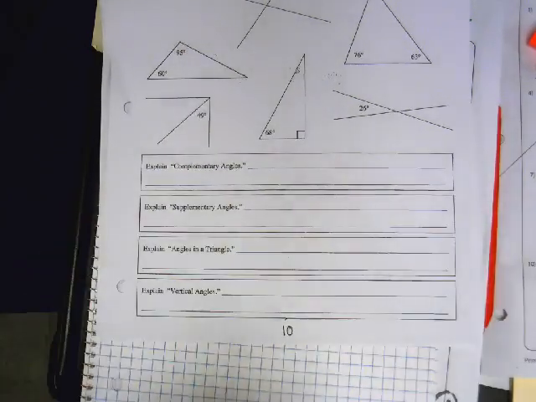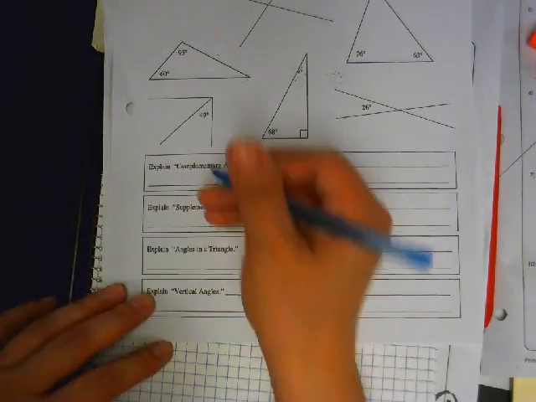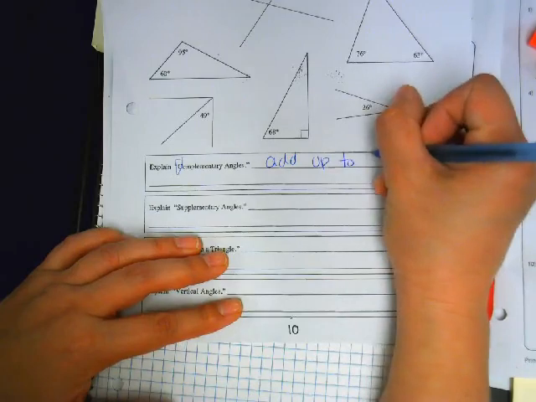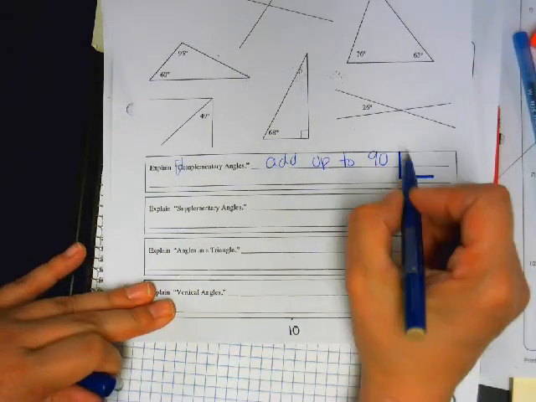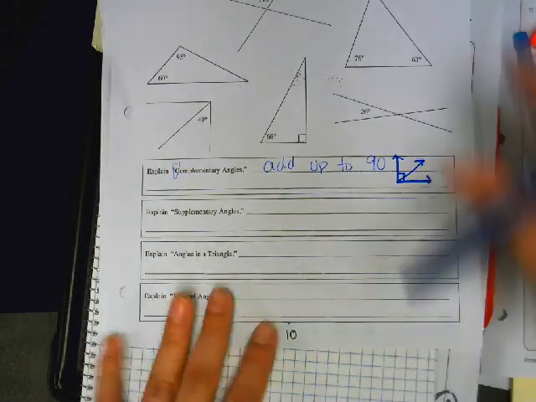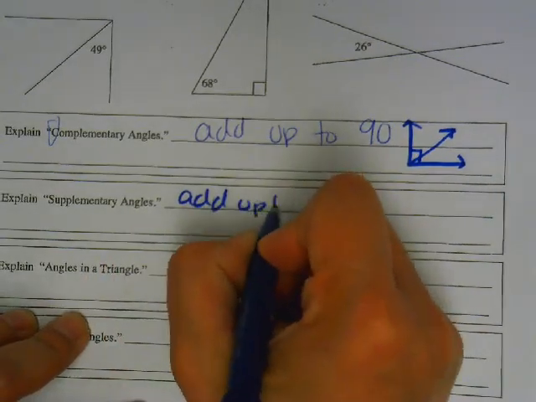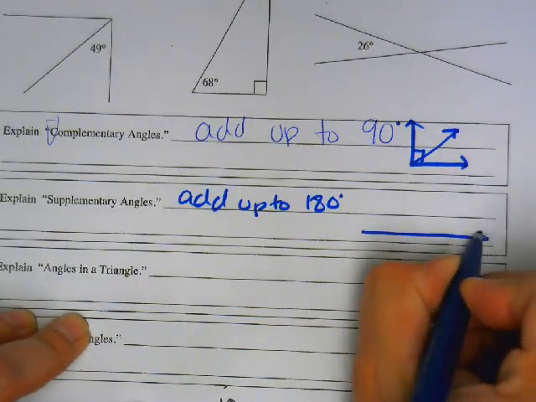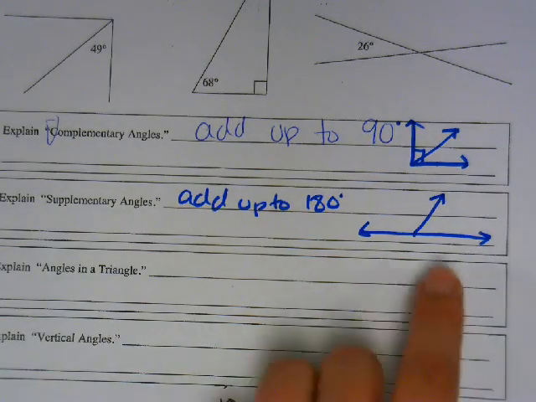Okay, what does complementary mean? What does complementary have to add up to? Complementary starts with a C. Good. Complementaries add up to 90. They look like an L. All right. What is supplementary? Supplementary angles add up to 180. What does it look like? A straight line. These are the straight line ones. For those of you who are visual, here's a picture of it.